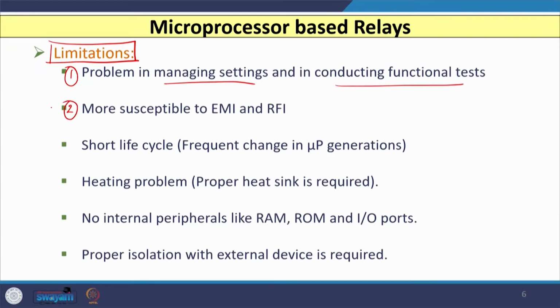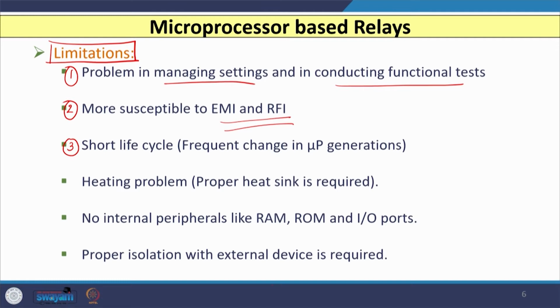The second limitation of microprocessor based relays is that they are more susceptible to electromagnetic interference and radio frequency interference. So, the performance of these relays is affected, and the earlier electromechanical relays are more immune against such type of interferences.